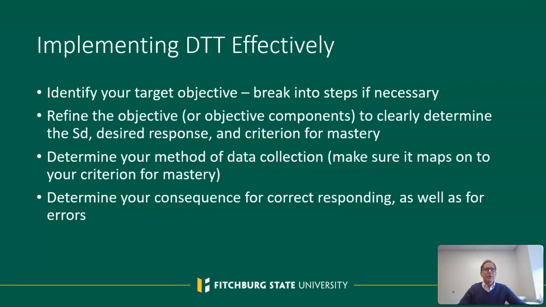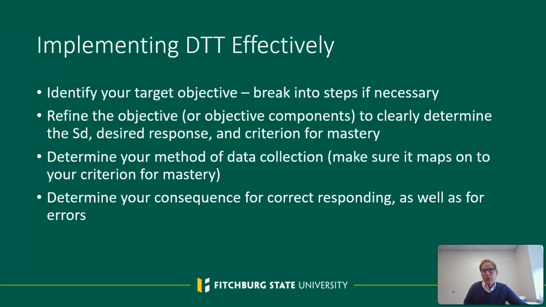So in order to implement discrete trial training effectively, there are several things that we have to do. Number one, we have to identify our target objective. In some cases, we need to break that into steps if necessary. Then once we've identified the target objective, we have to refine that objective or the objective components so that we can clearly determine what the SD is going to be, what the desired response is that we're looking for, and what our criterion for mastery is.